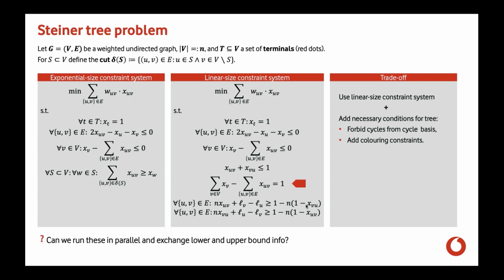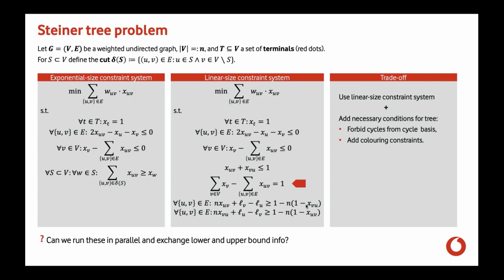So let's look at how this formulation works. So we've got the same objective. We're still trying to minimize the sum of the weight of the edges that are part of the solution. We still want all the terminals to be connected. We still want that you can only select vertices when there is an edge adjacent to the vertex that is also part of the solution.